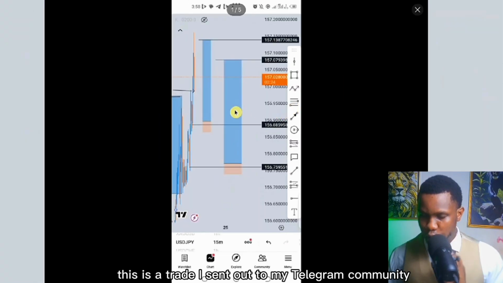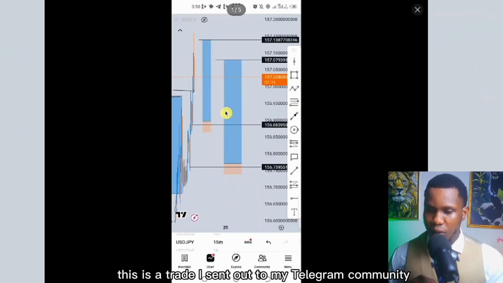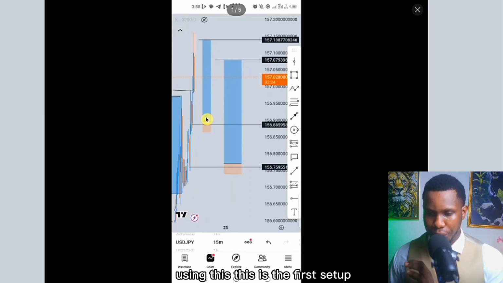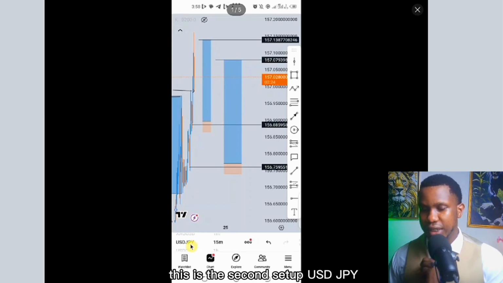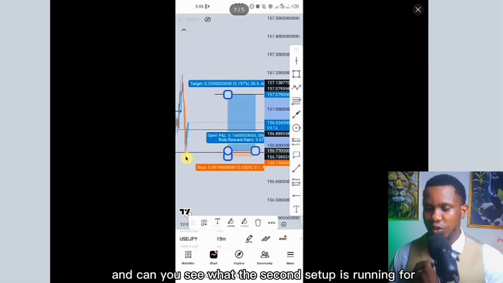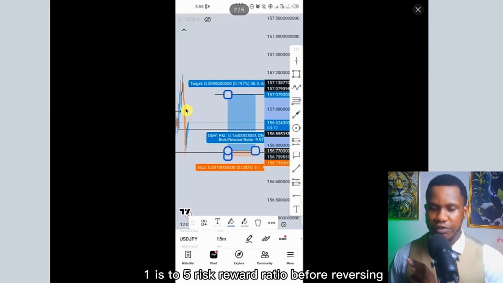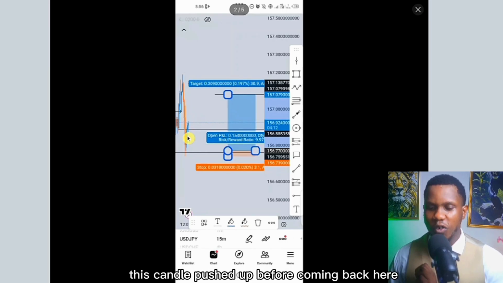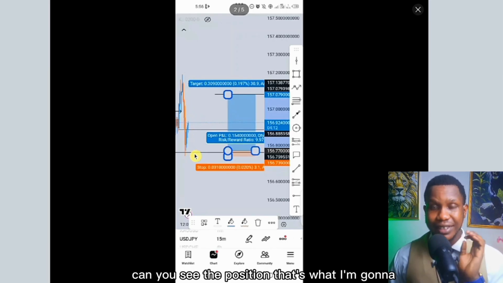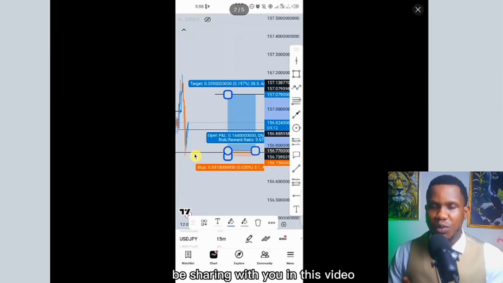This is a trade I sent out to my Telegram community. This is the first setup. This is the second setup, USDJPY. The second setup is running for a 1:6 risk to reward ratio. The first setup got to a 1:5 risk to reward ratio before reversing. This candle pushed up before coming back here. Can you see the precision? That's what I'm going to be sharing with you in this video.